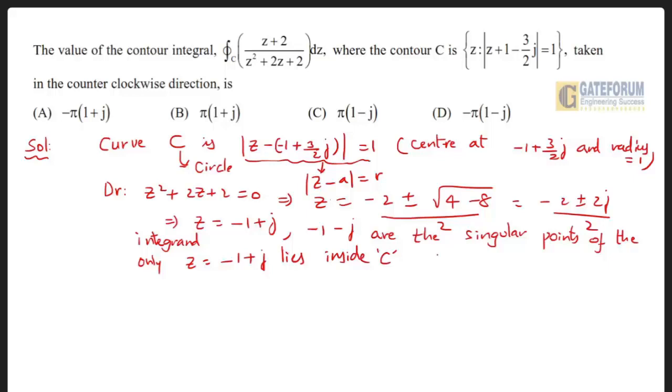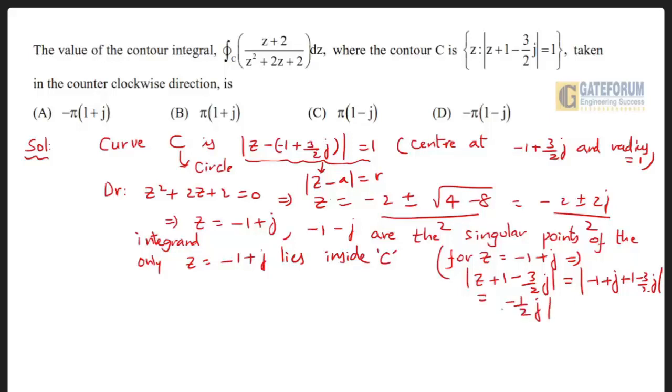Okay, you can draw the circle diagram and locate these points and check whether inside or outside, or use an alternative procedure. For z is equal to minus 1 plus j, substitute this z point in the curve equation and check whether LHS is less than RHS. So z plus 1 minus 3 by 2 j simplifies to minus 1 plus j plus 1 minus 3 by 2 j. So this is j minus 3 by 2 j, which is minus 1 by 2 j, whose mod is nothing but half, which is less than 1. This is the RHS of the equation. This half is the LHS of the equation. Whenever LHS is less than RHS, such a singular point lies inside.